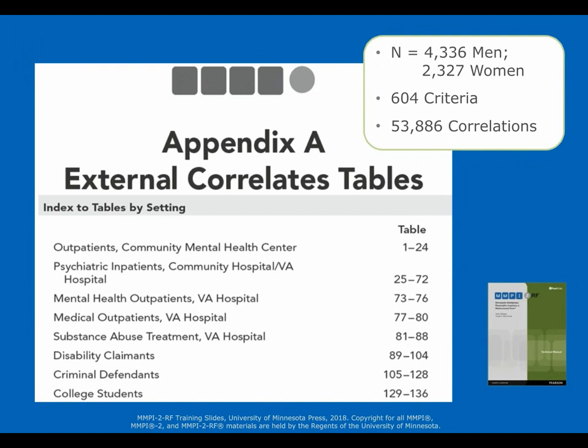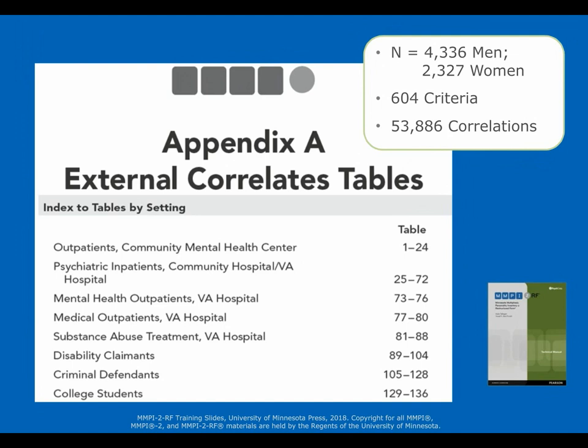The second thing to note here is that external validity data come from a wide variety of settings that reflect many of the contexts in which the MMPI family of instruments is frequently used. These include mental health outpatient and inpatient settings, substance use treatment programs, medical settings, and civil and criminal forensic settings, in addition to university settings. In total, these samples were comprised of over 4,300 men and 2,300 women.